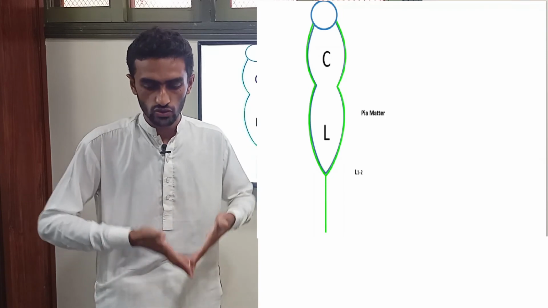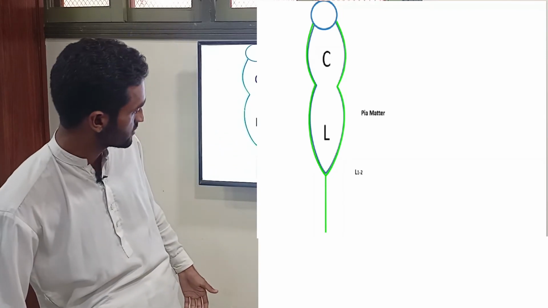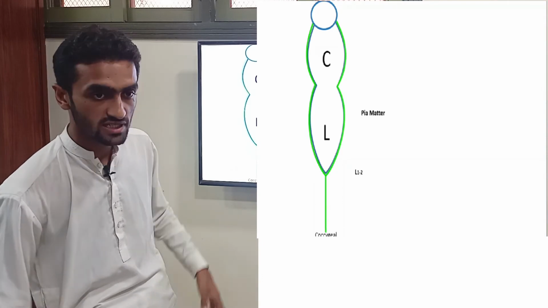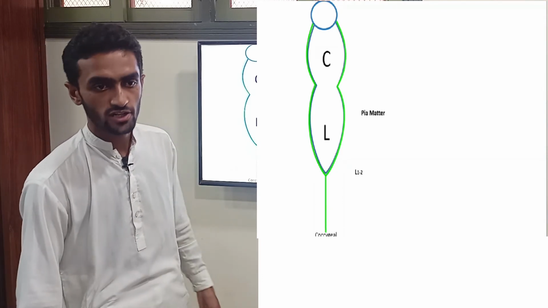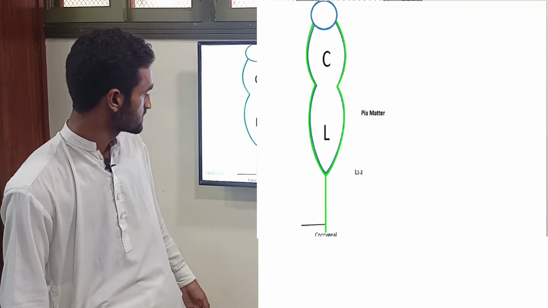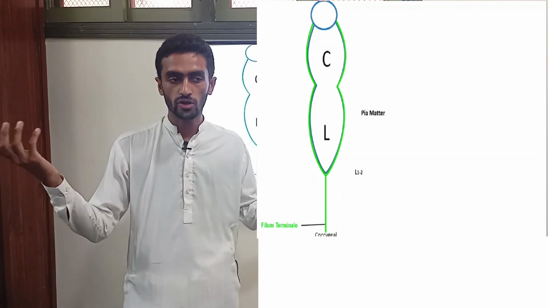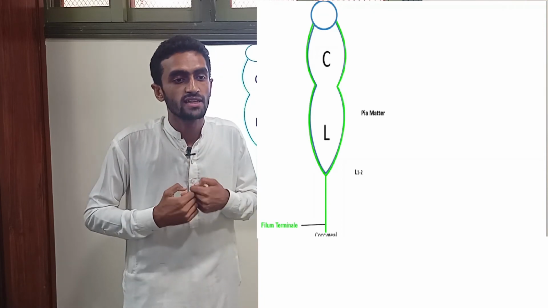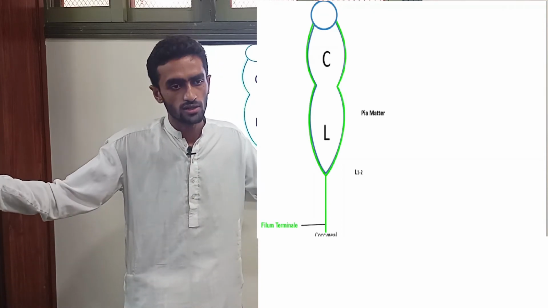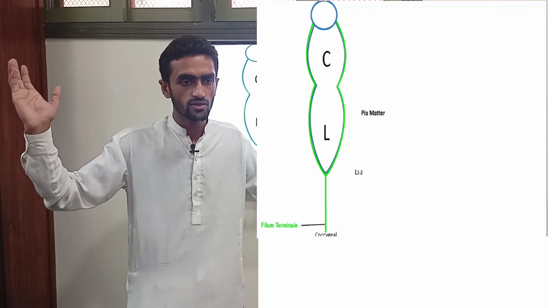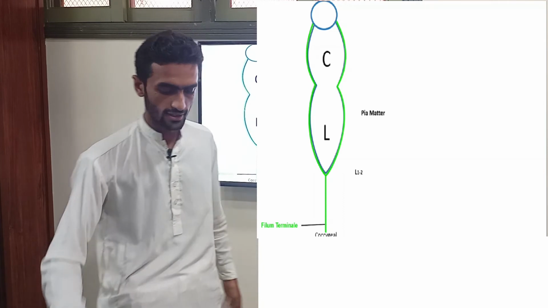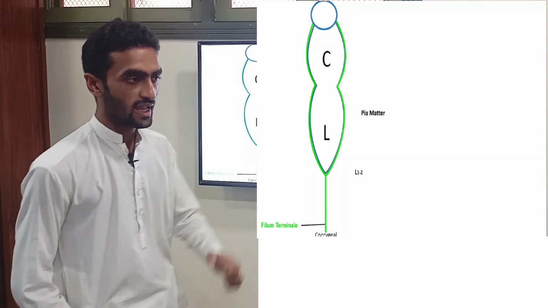After the continuation of this part, you can see here this line which is attaching at the coccyx. This is the filum terminale. How can you define the filum terminale? The extension of pia mater after the conus medullaris, simple. After the conus medullaris, the extension of pia mater is the filum terminale, which is attaching.